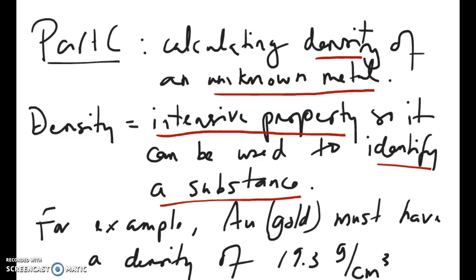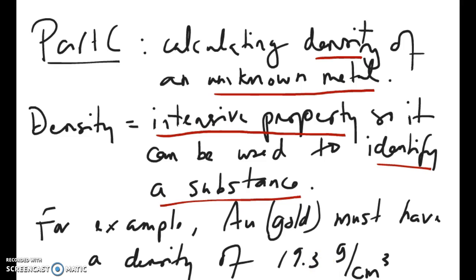All right, now I want to talk about the last part of this lab, which is part C. Here you're going to be calculating the density of an unknown metal, okay? Now, density is a useful property to have because a particular metal would have that specific density. So whether I have a little bit of gold or a lot of gold, right, the density of that gold would always be 19.3 grams per cubic centimeter.